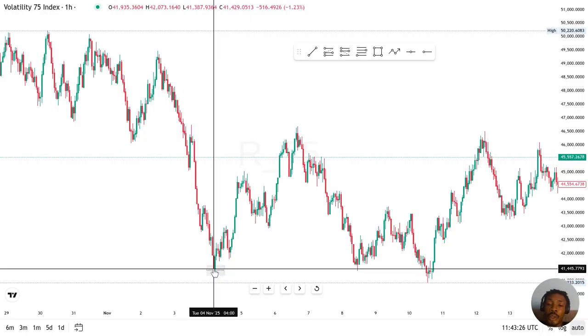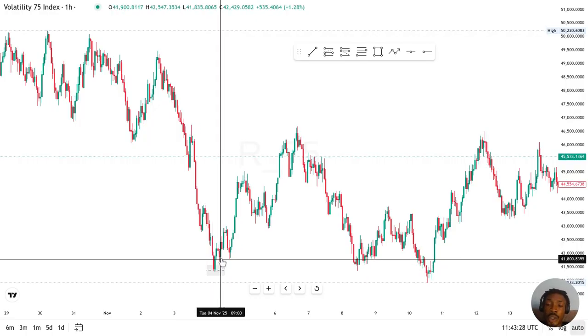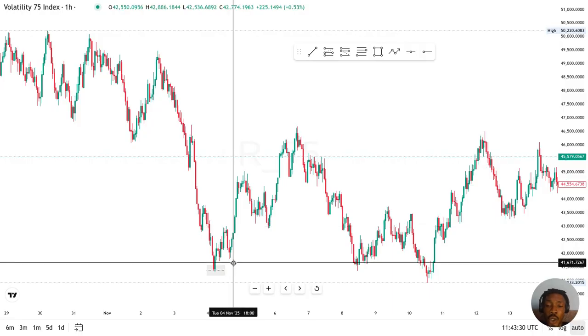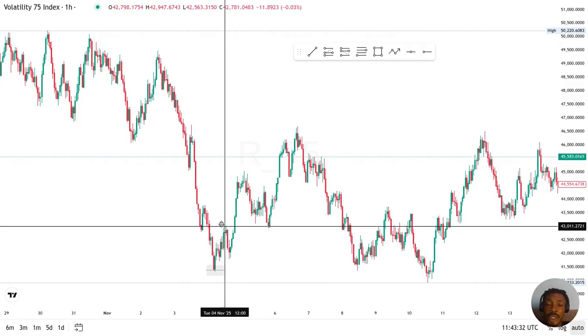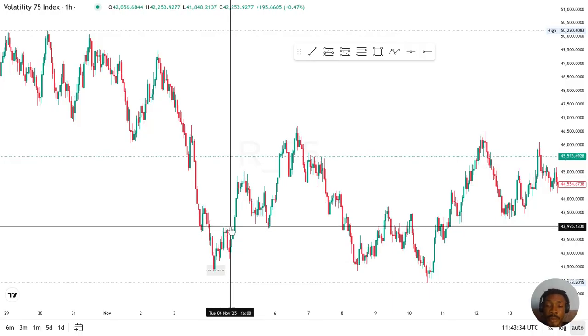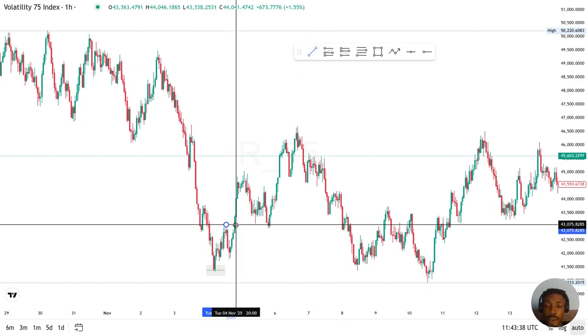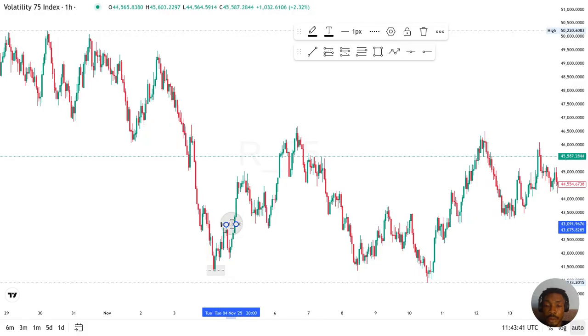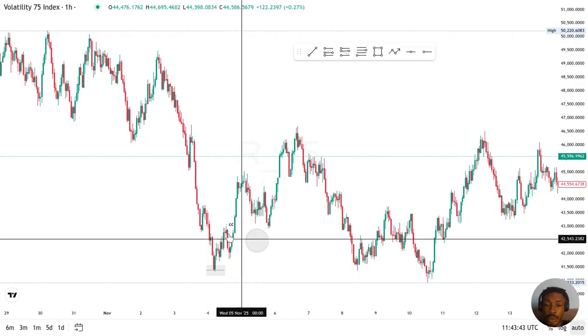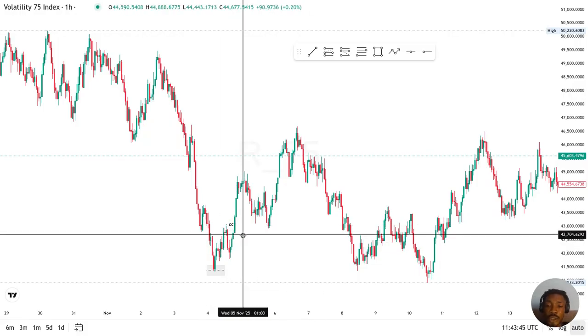Then let's just say lower low, then lower high, lower low. Then the market breaks the high here. You understand? Then this becomes a change of character. Let me just put CHoCH so you know. Okay, so this is the change of character.